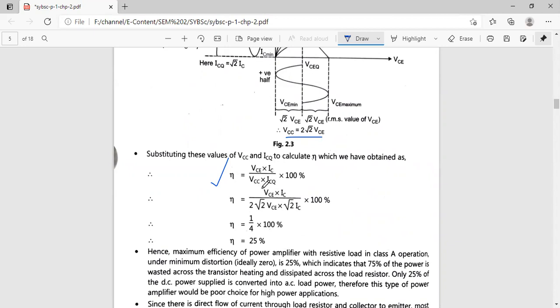Okay, now what will happen here? 1 upon 4 into 100%. How did we get this equation? Just by calculating the equation. This VCE and this VCE will get cancelled. This IC and this IC will get cancelled. 2 is as it is. Root 2 into root 2 is 2, and 2 into 2 is 4. That is why 1 upon 4 into 100%. And 4 ones are 4 and 4 twenty-fives is 100. That is why efficiency is 25%.